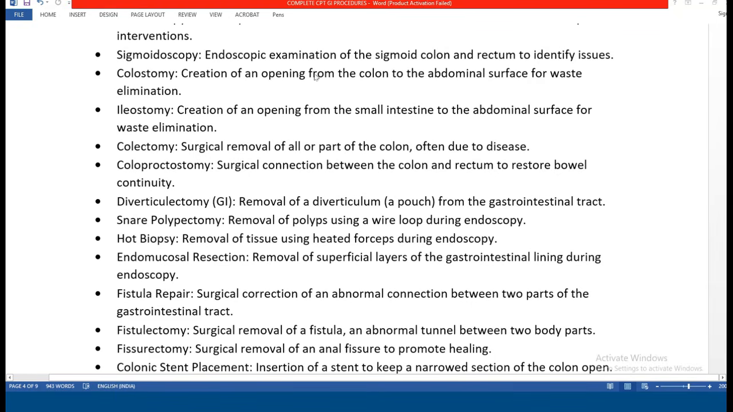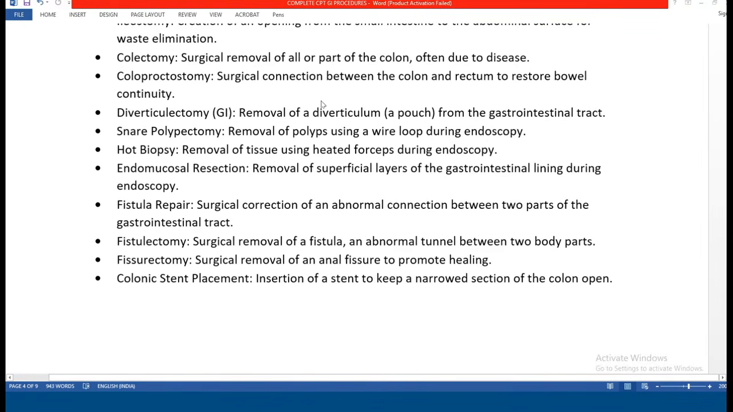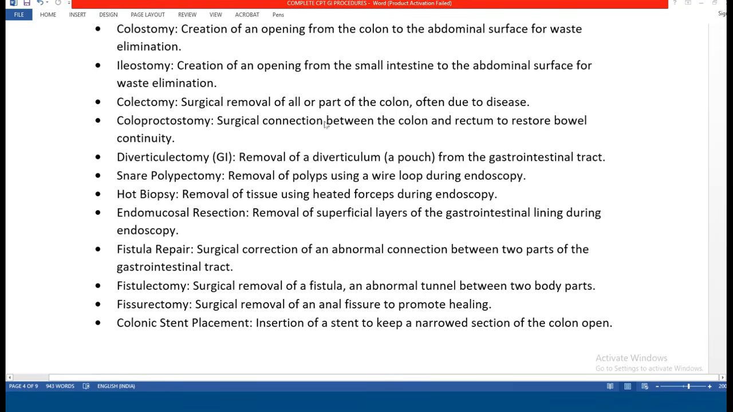Colostomy. Creation of an opening from the colon to the abdominal surface for waste elimination is called colostomy. Okay. Ileostomy. Creation of an opening from the small intestine to the abdominal surface for waste elimination. So colostomy means creation of an opening from the colon to the abdominal surface. Ileostomy means small intestine to the abdominal surface. Colectomy. So surgical removal of all or part of the colon, often due to disease, is called colectomy. Most of the time the physician will perform colectomy for colon cancer.